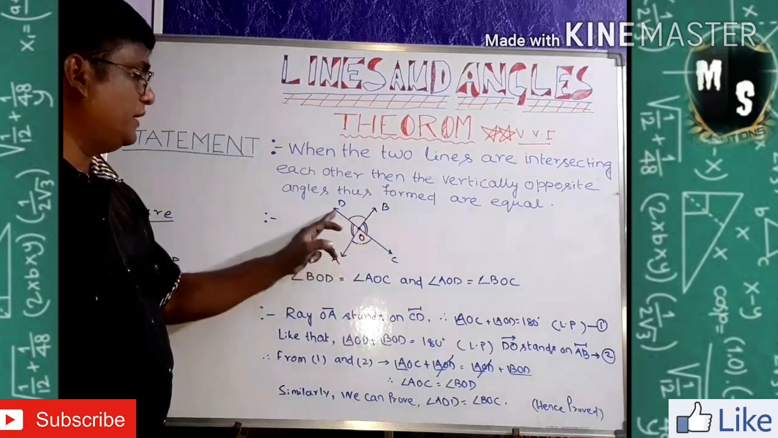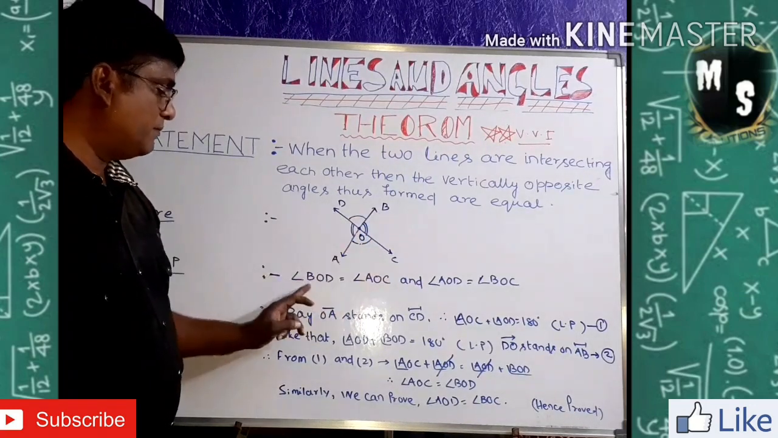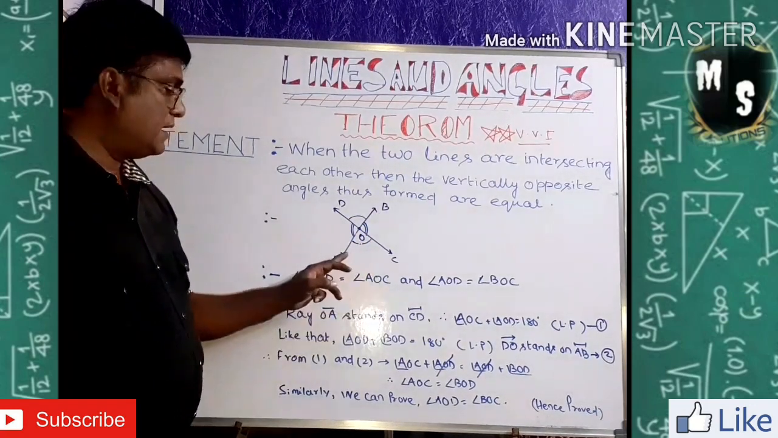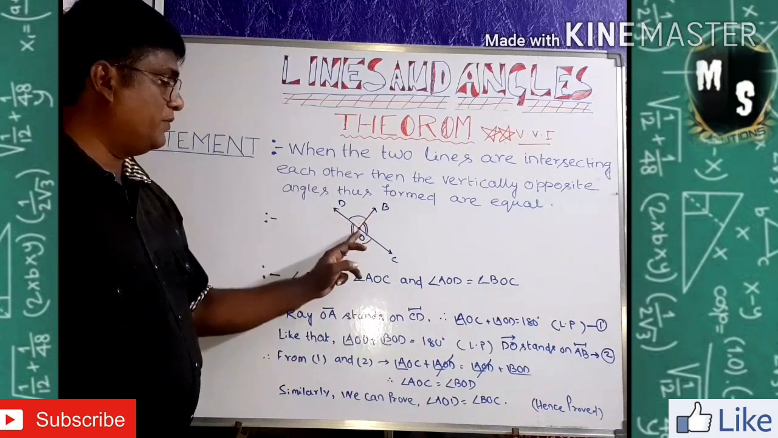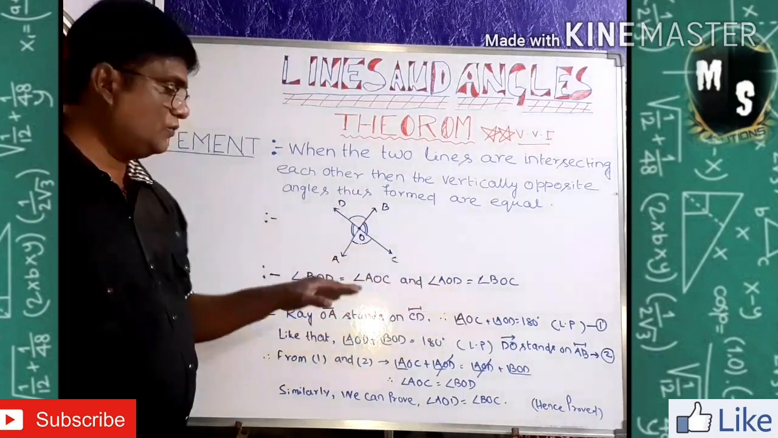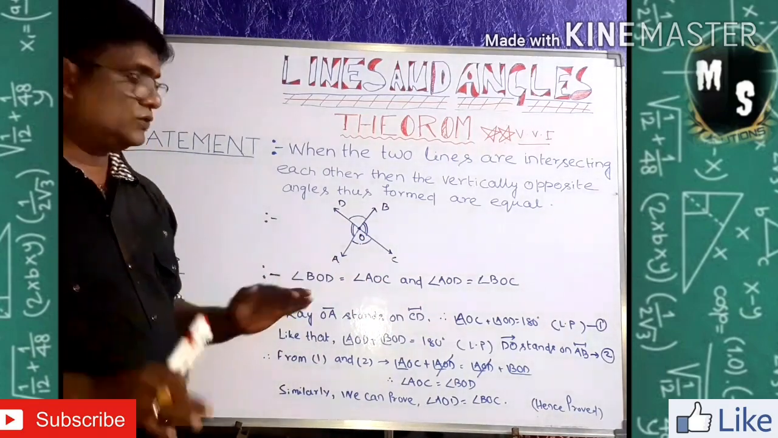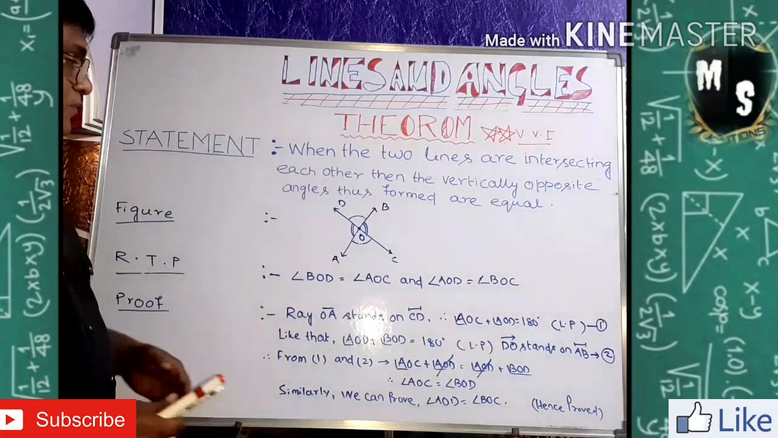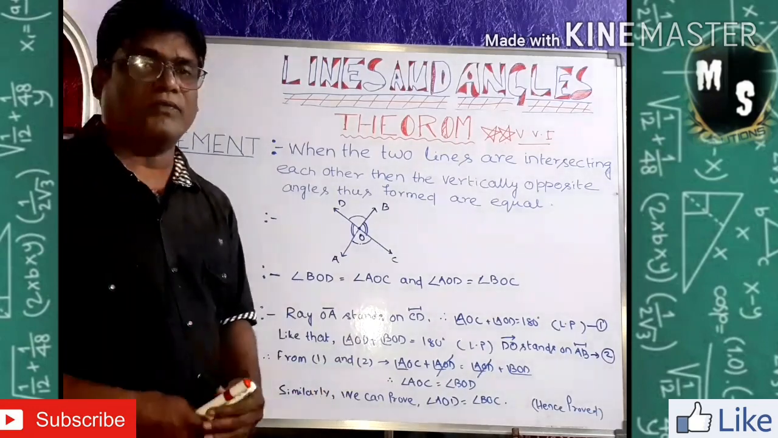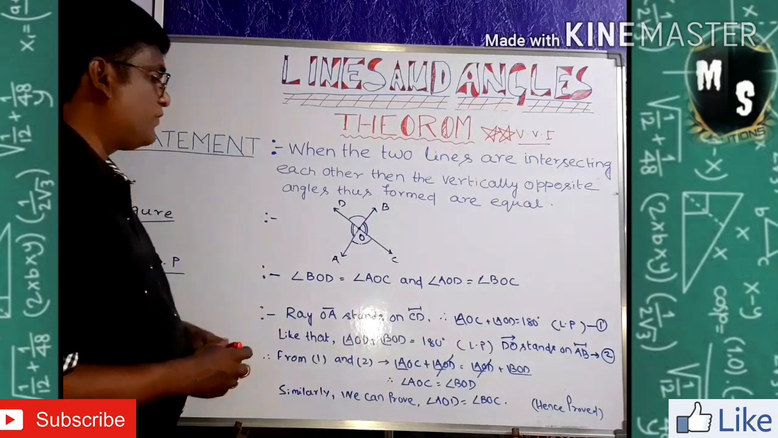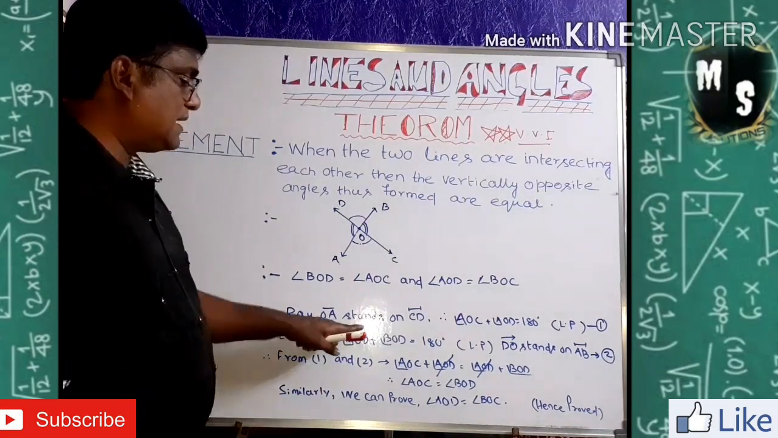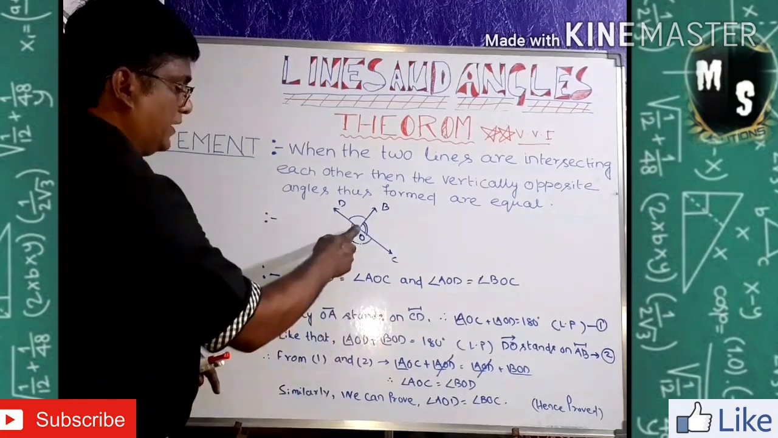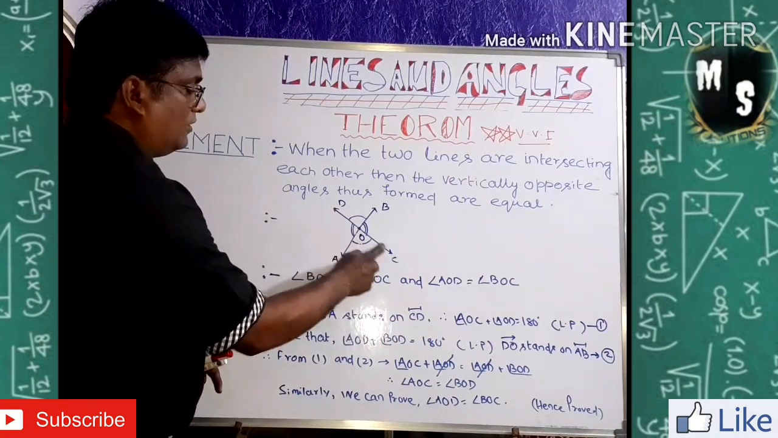Now BOD is equal to AOC, and AOD is equal to BOC. So these two we have to prove. Now next we have to go for the proof. What is our proof? See now how I did the proof. Very easy. You have to say ray OA stands on CD. O to A, this ray is standing on CD.